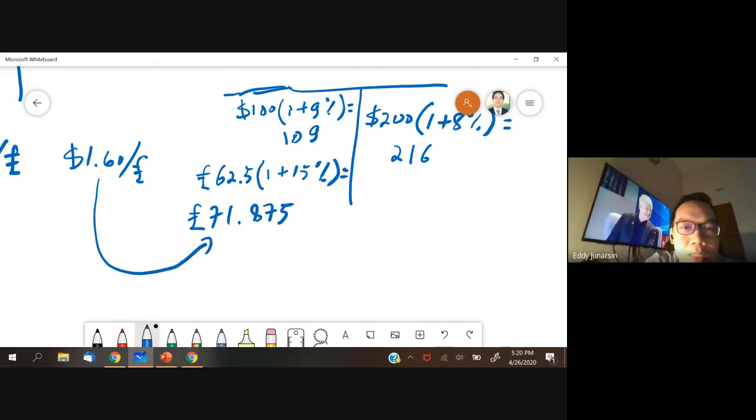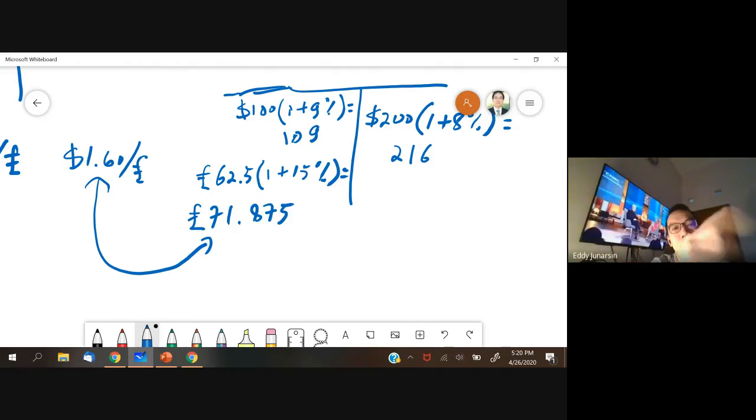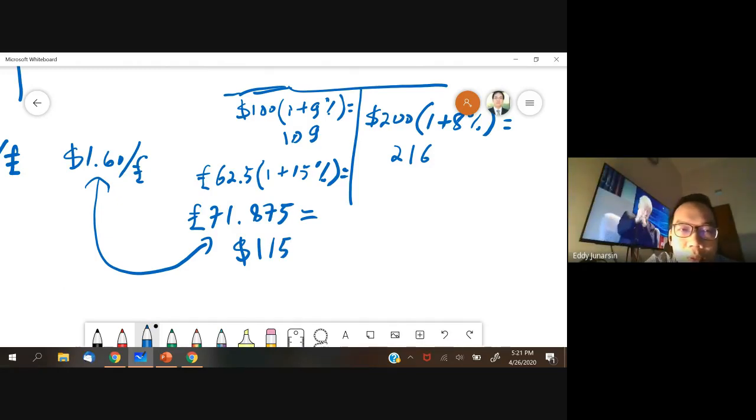So how much is it? You see, the currencies are the same at the back, so you multiply them. It's dollar per pound, and you know the pound amount, so you multiply them. So 71.875 times 160 could be translated to $115 million.